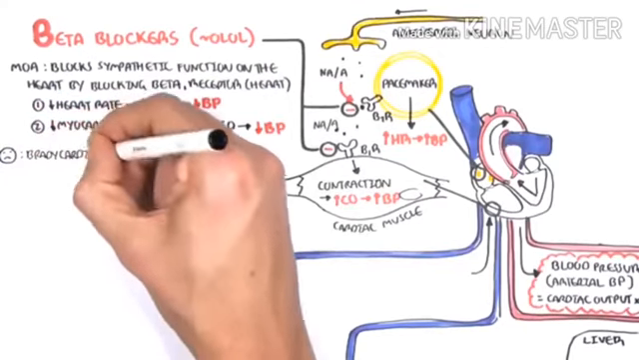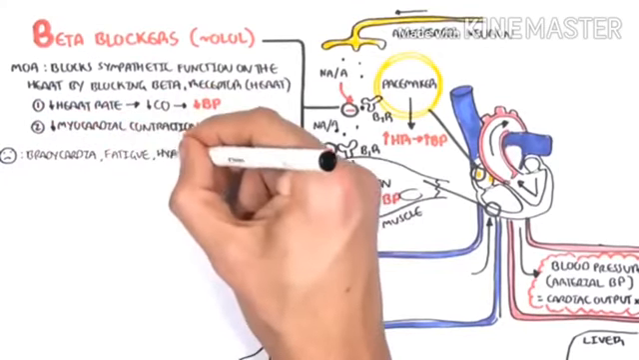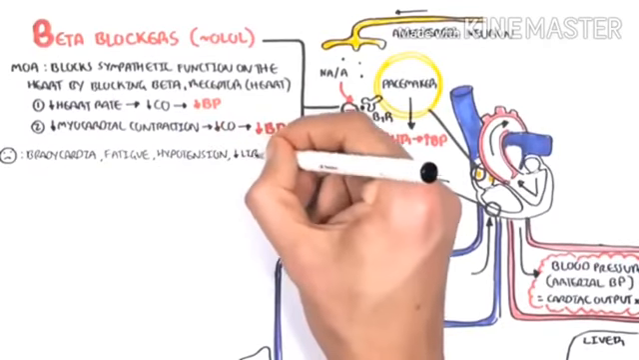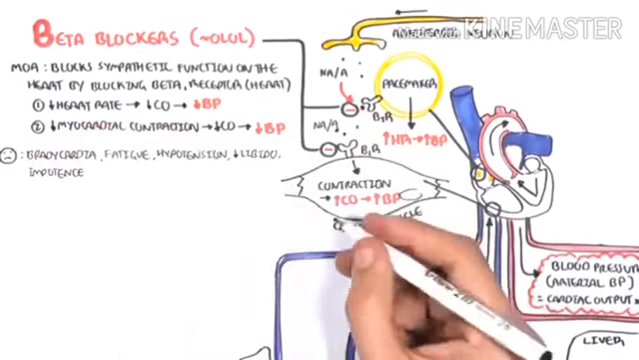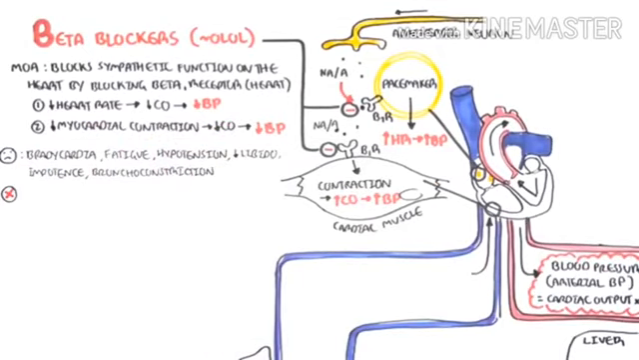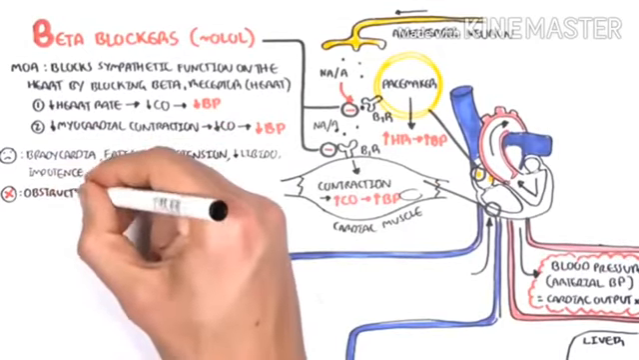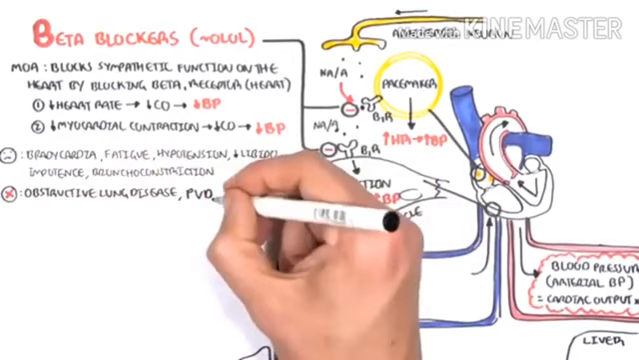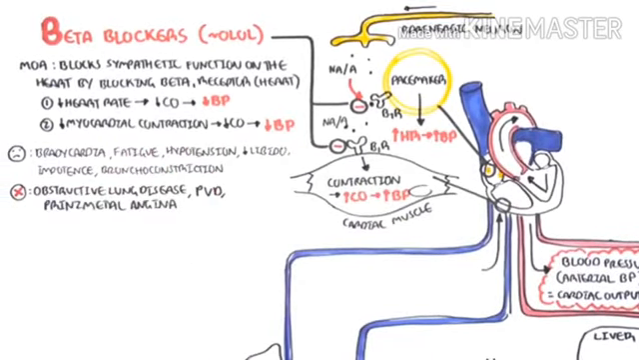Side effects include bradycardia, fatigue, hypotension, decreased libido, impotency, and bronchoconstriction. Contraindications: they are contraindicated in obstructive lung diseases, then peripheral vascular disease and Prinzmetal angina.